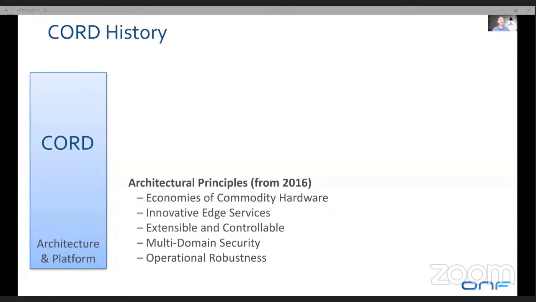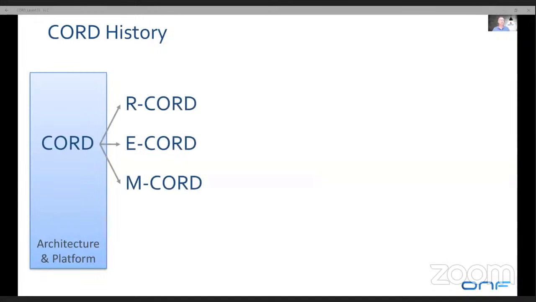But in any case, to return to the journey part of the story here, Cord again was a platform, but a platform is only as good as the use cases that you load onto it. And so originally we built Cord and we built some point solutions on top of that Cord platform. They were known as R-Cord, E-Cord, and M-Cord.